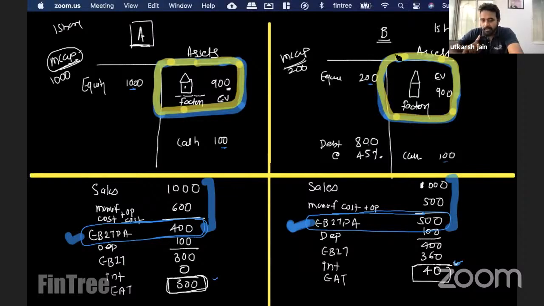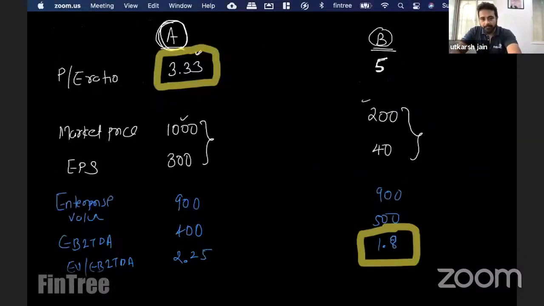At times, price to earnings could be misleading, especially if you're comparing one company with low debt and one company with high debt. If you compare a low debt company with a high debt company, the P/E ratio will almost always give you a wrong answer. So the right way to do it is to use this EV by EBITDA multiple, which allows you to compare apples to apples, and then you can take a better decision out of it.